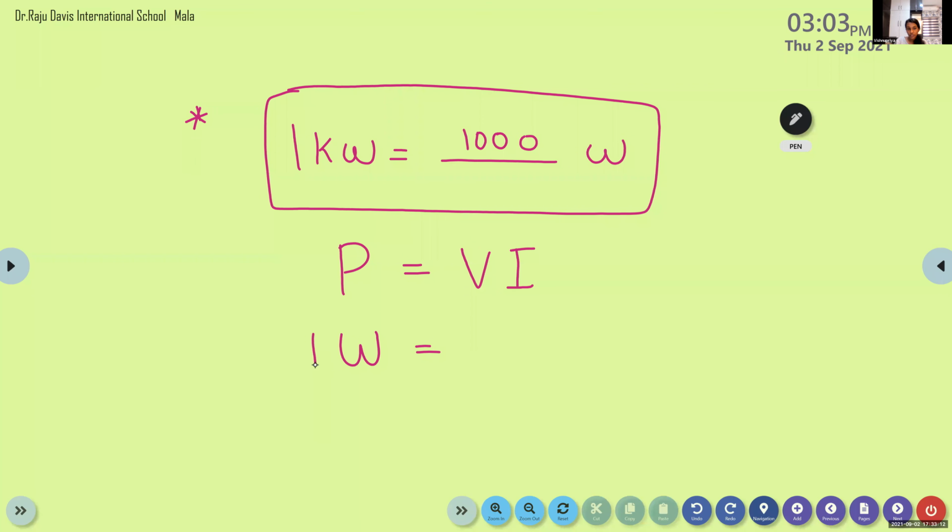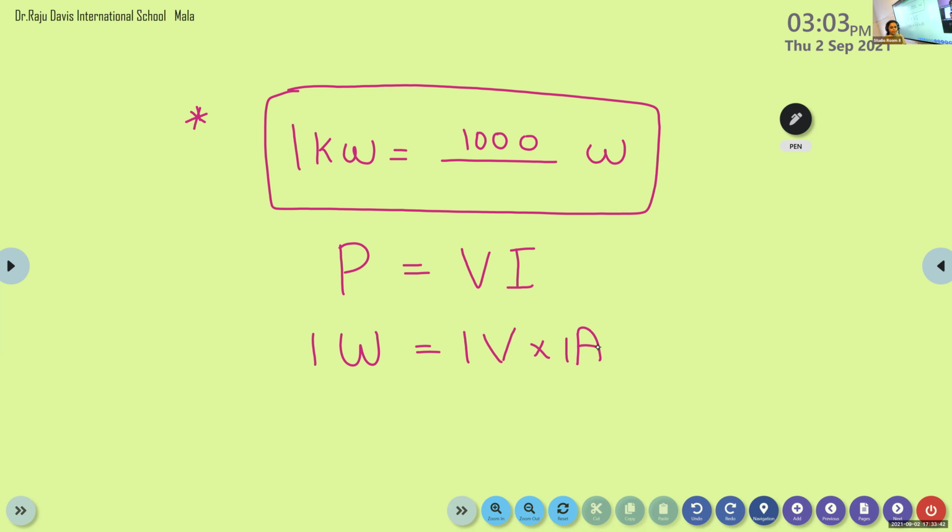1 volt into 1 ampere. Very good. 1 volt into, what is the SI unit of current? 1 ampere. So 1 watt is equal to 1 volt into 1 ampere. So define 1 watt. What is 1 watt? 1 watt is the power consumed by an electric circuit. All of you write the definition for 1 watt.